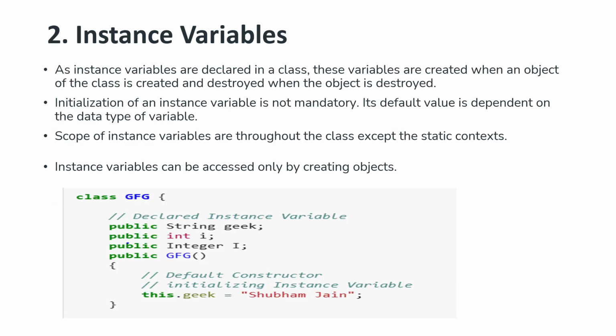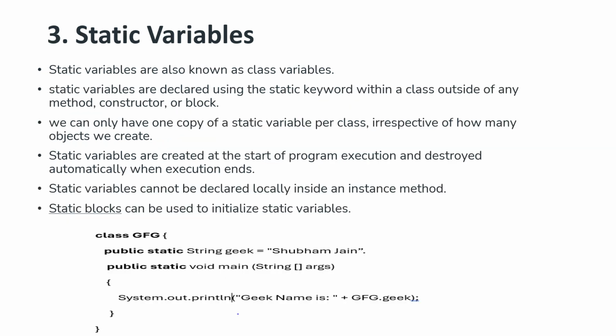Unlike an instance variable, which, as we know, we declare inside a class but not inside any method, block, or function, we have a static variable. A static variable is similar to the instance variable, with some differences. We also call the static variable a class variable.